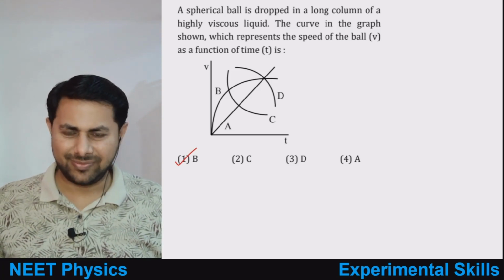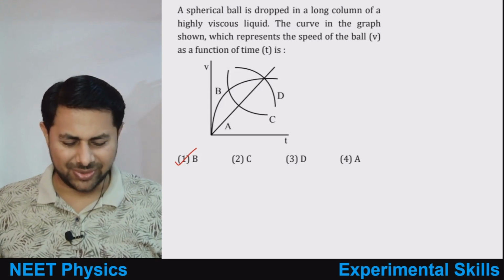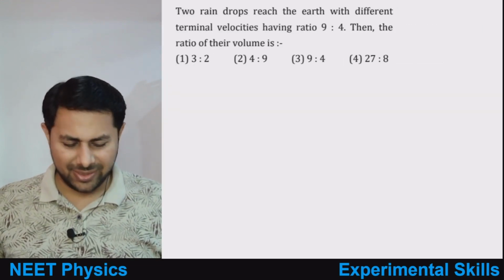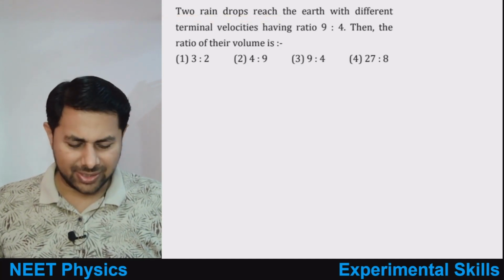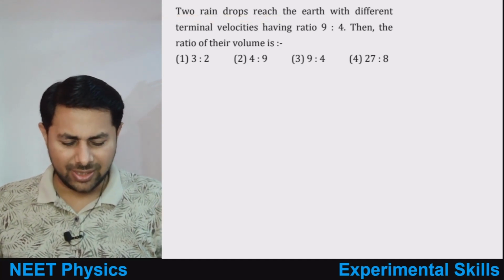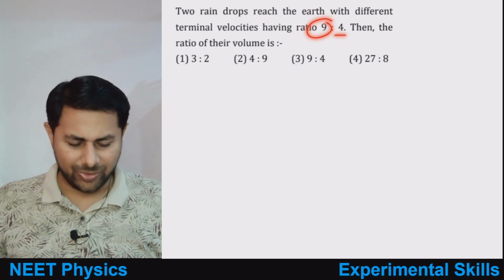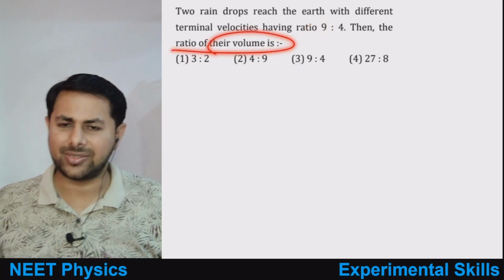Okay, very simple, right? Okay, good. Then let's see the next one. Two raindrops reach the earth with different terminal velocities having ratio 9:4. Then the ratio of their volume is?